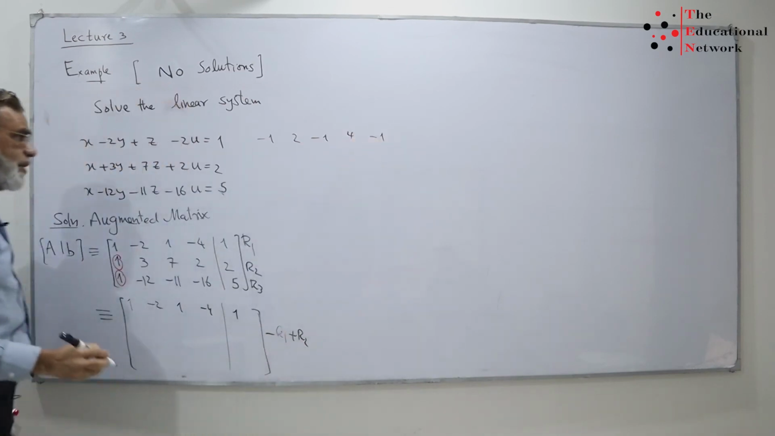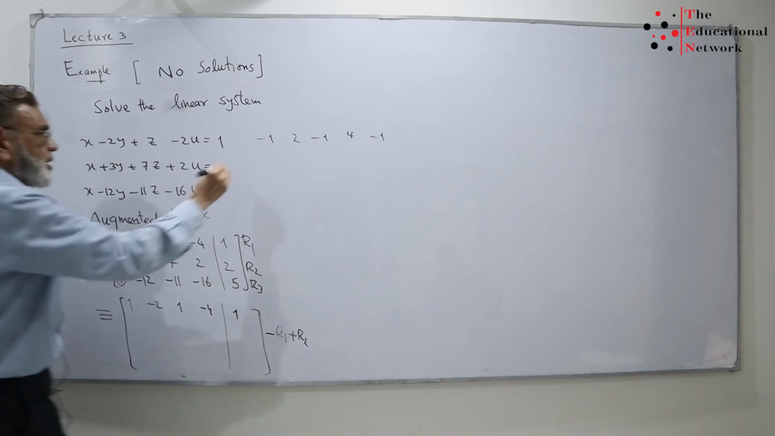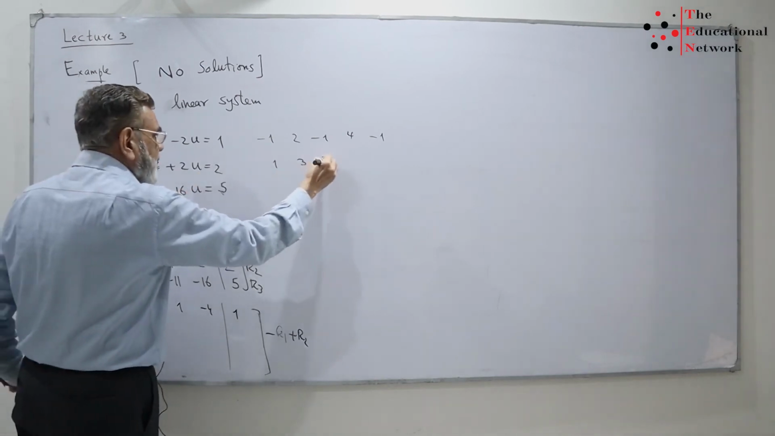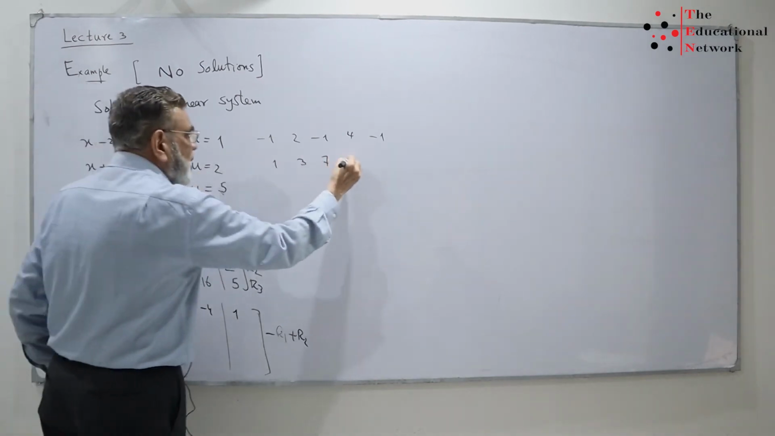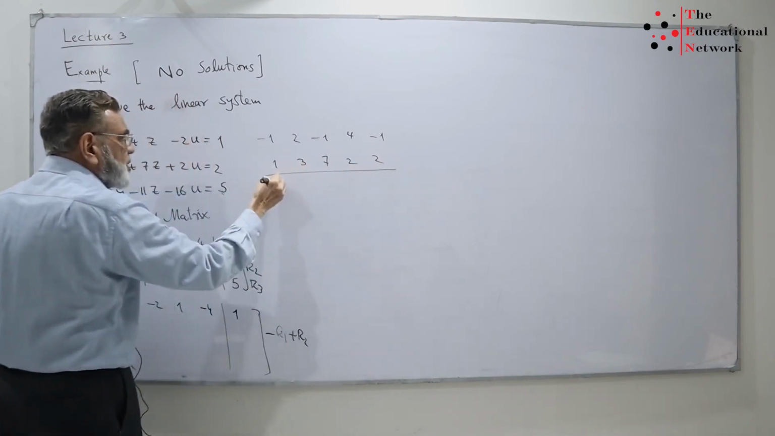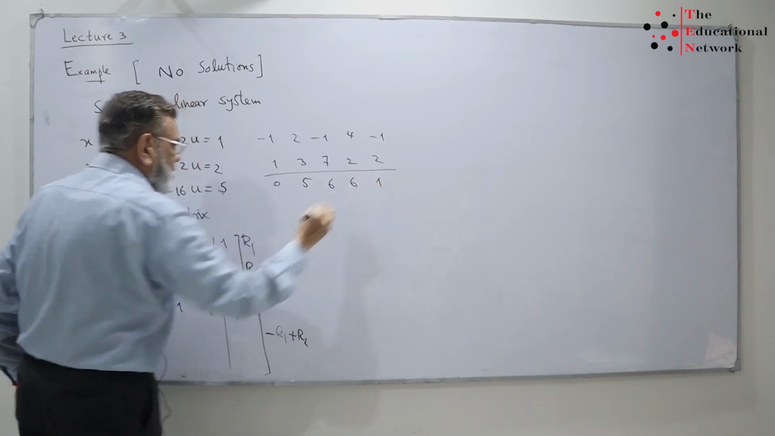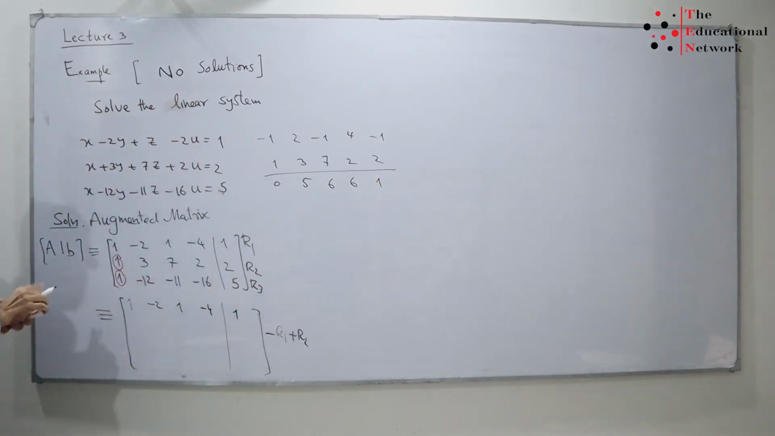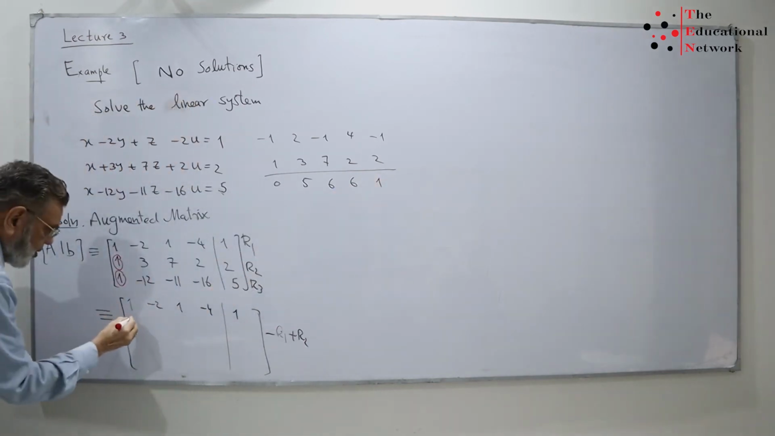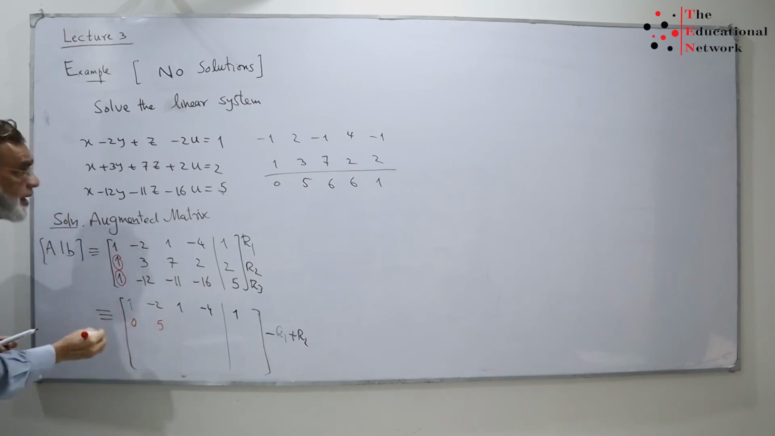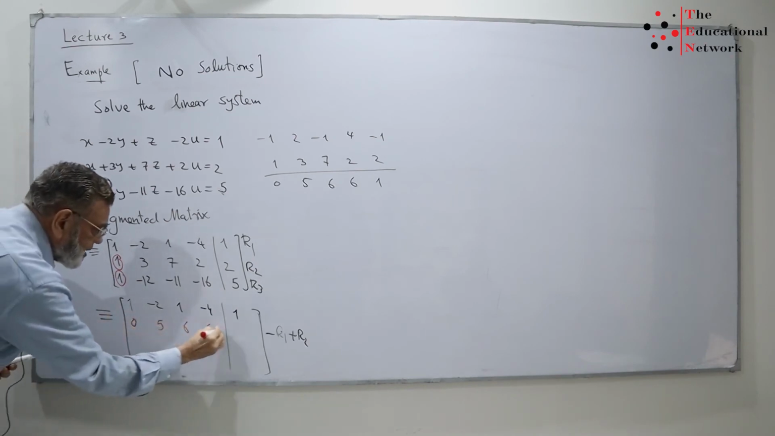We multiplied r1 by 1 and then add to this one. This is 1, 3, 7, and then 2 and 2. We add it. We get 0, 5, 6, 6, and 1. So our second new row is 0, 5, 6, 6, and 1.